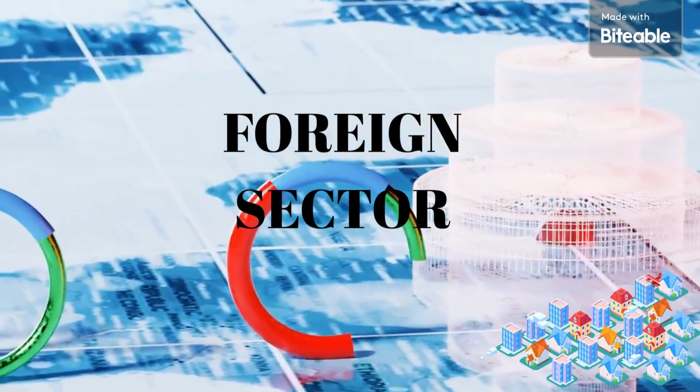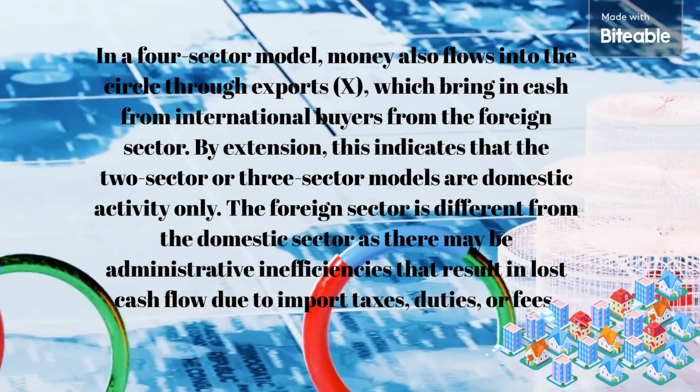In a 4-sector model, money enters the circle via exports, X, which bring cash from worldwide purchasers in the foreign sector. This implies that the 2 or 3-sector models solely account for domestic activity. The foreign sector differs from the domestic sector in that administrative inefficiencies might lead to lost cash flow due to import taxes, levies, or fees.